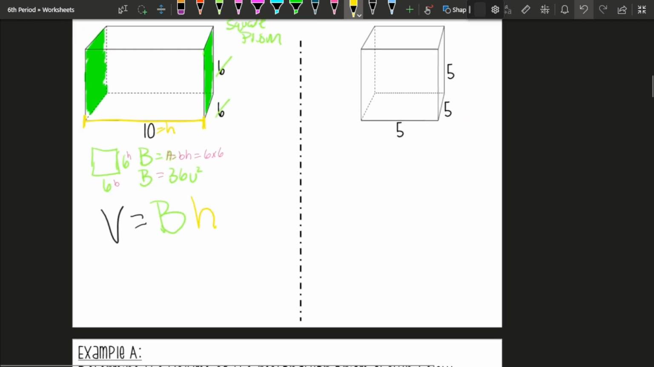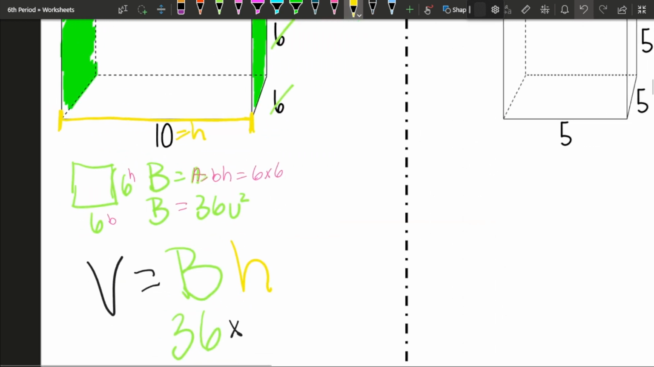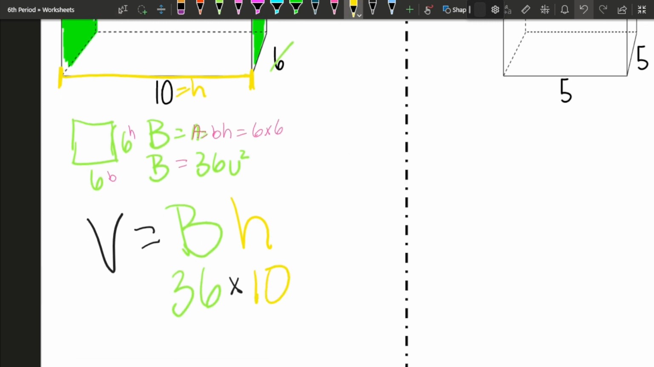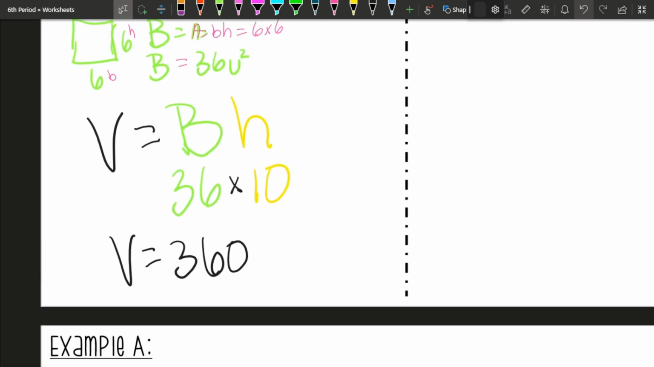So I already found uppercase B, so all I have to do is substitute the values that I know. I know uppercase B is 36, and I'm going to multiply by the height of the prism, which is the only number that we haven't used, which is 10. When we multiply these two, we get a total of 360. So the volume is 360 units, not squared, but cubed. 3 dimensions, that's why it's cubed. That's why we put a little 3 on top.